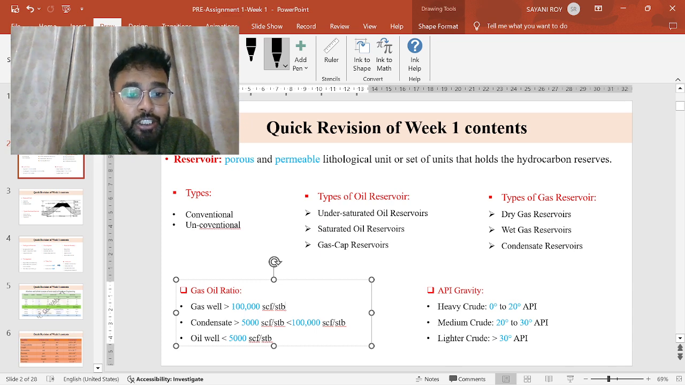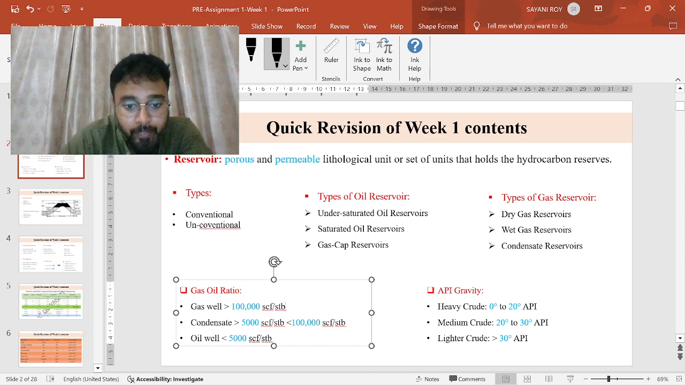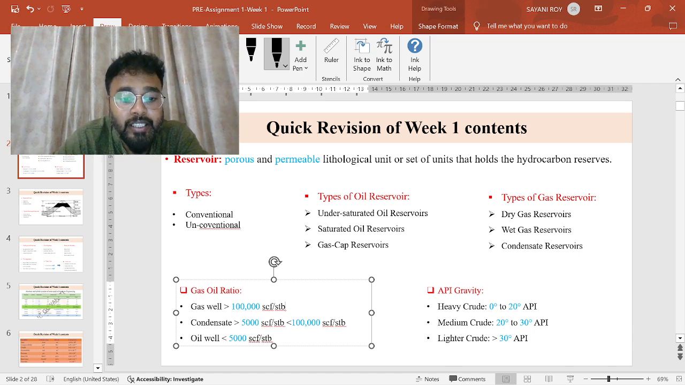So the GOR is more than 100,000 SCF per STB. SCF is standard cubic feet, and STB is standard barrel. Then for a condensate reservoir, the gas oil ratio lies between 5,000 to 100,000 SCF per STB. Oil wells have lesser gas present in them, so the gas oil ratio is up to 5,000 SCF per STB.